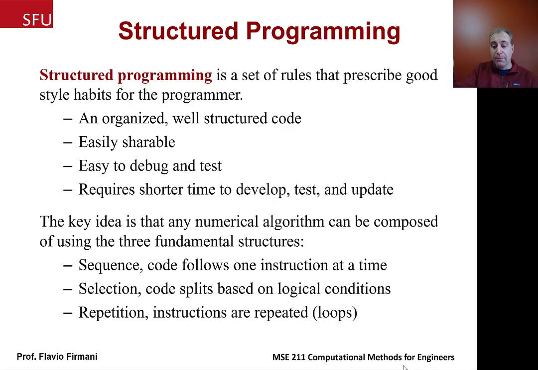So if this happens, then do something. If that doesn't happen, do something else. And you can have multiple of these logical conditions. Then repetition is basically loops that will repeat until something happens. Either you have a counter that, after doing that for a number of times, will stop, or you can have a function that will continue until that function reaches a particular value.